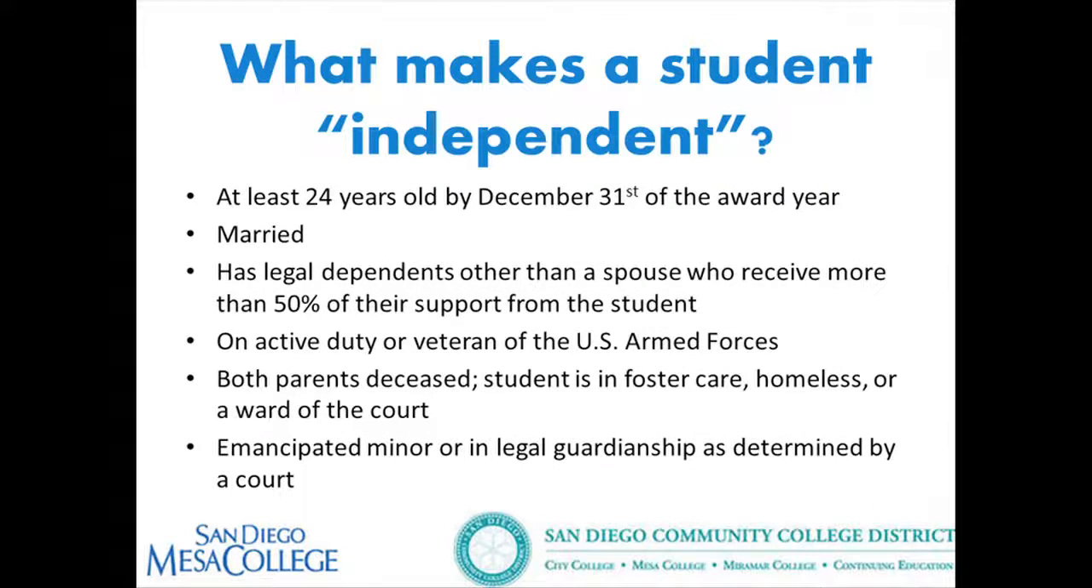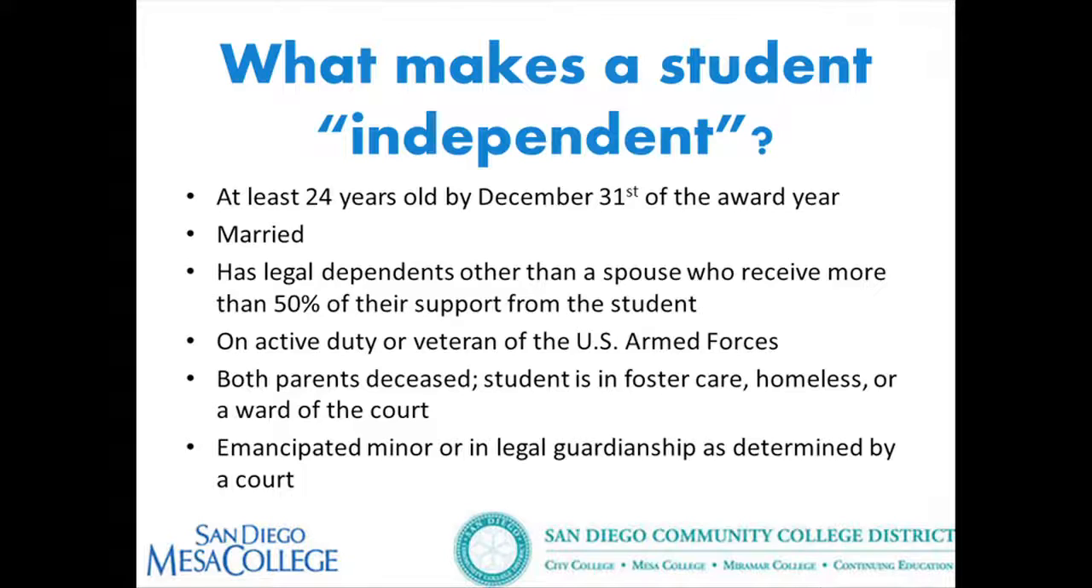Okay, so what makes a student independent versus a dependent status? These are the questions on the FAFSA that determine the status. You have to be at least 24 years old by December 31st. So if you're coming here next fall, you'd have to be 24 by December 31st of this year. You could be married, or have a legal dependent other than a spouse, which is usually a child. Or be active duty or a veteran, have both parents deceased, be an emancipated minor, or be in legal guardianship. If you can say yes to one of these, you'd be independent.